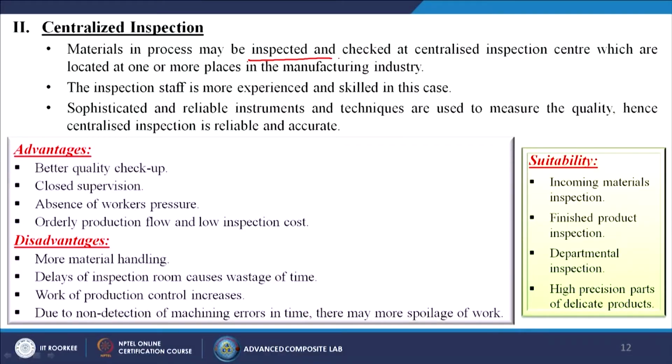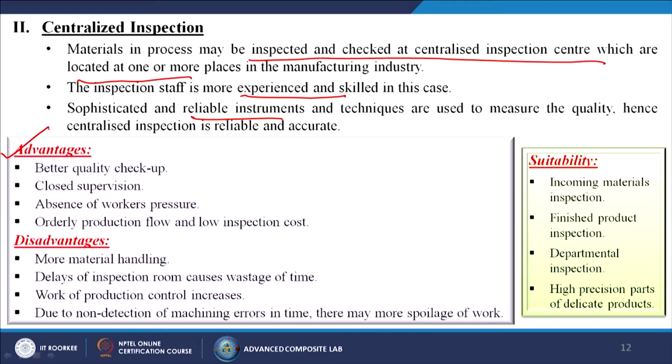Next, we come to centralized inspection. Materials in process may be inspected and checked at a centralized inspection center, which is located at one or more places in the manufacturing industry. The inspection staff is more experienced and skilled in this particular case. Sophisticated and reliable instruments and techniques are used to measure the quality, hence centralized inspection is reliable and accurate.